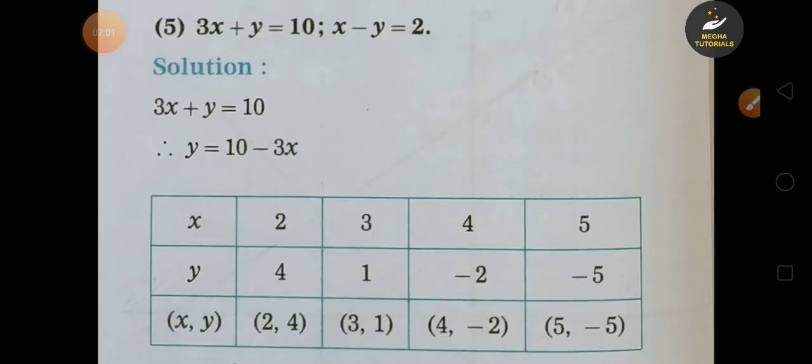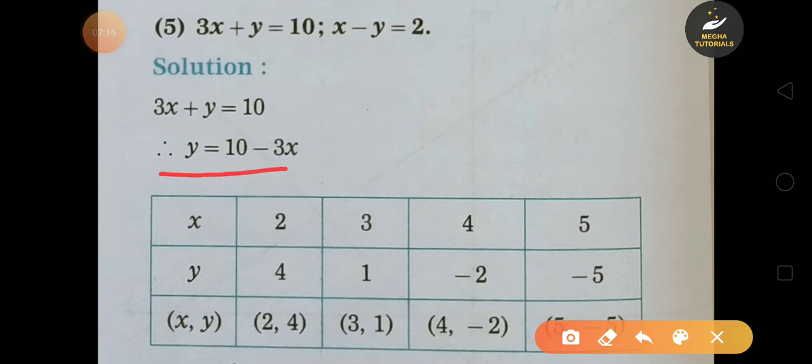Question 5, 3x plus y is equal to 10 and x minus y is equal to 2. These are the two equations. Consider the first equation, 3x plus y is equal to 10. So we will get y is equal to 10 minus 3x. Okay, so in this case also we will assume values for x to get values of y. So first we are assuming x is equal to 2, 3 2s are 6, 10 minus 6 is 4, so the first pair is 2 comma 4.